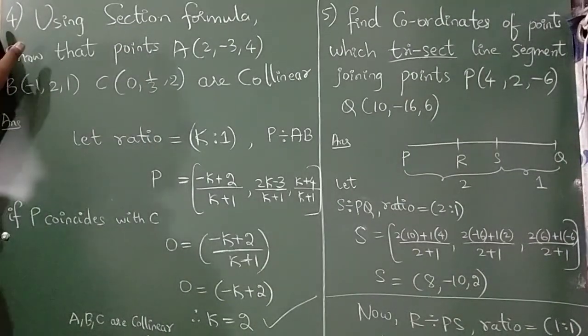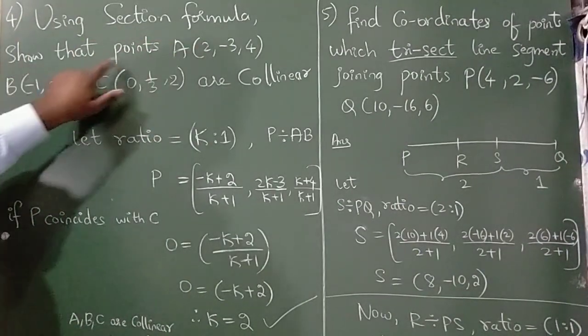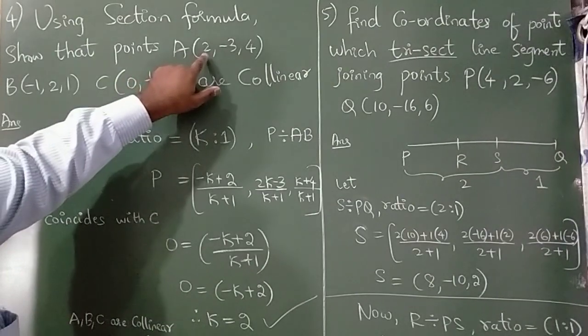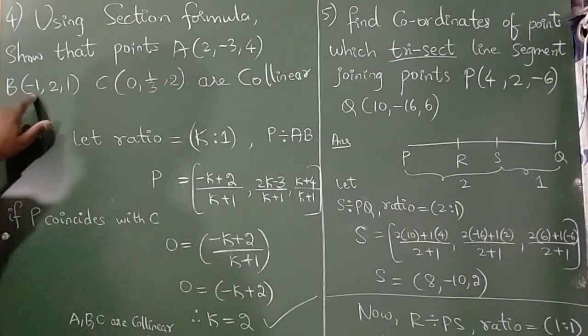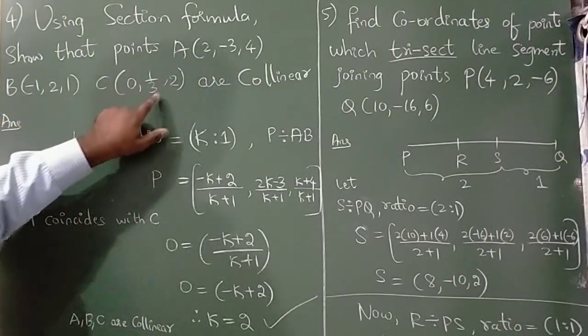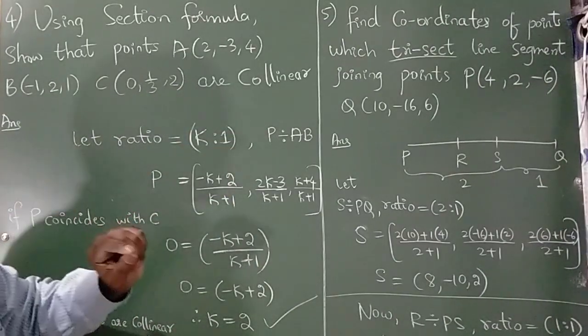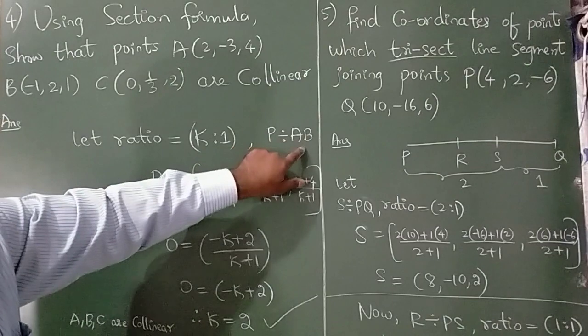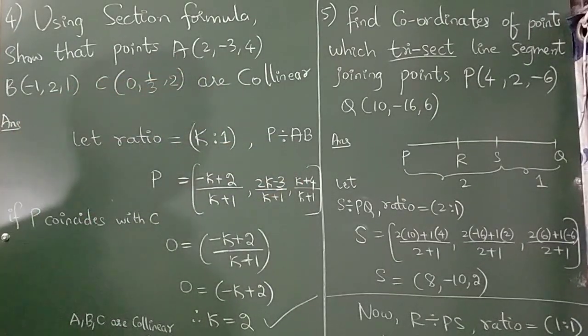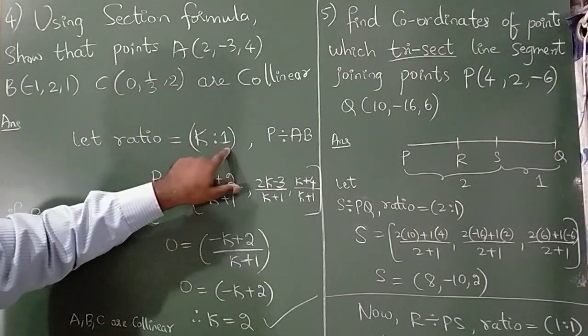Now fourth question is, using the section formula, show that the points A (2, -3, 4), B (-1, 2, 1), C (0, 1/3, 2) are collinear. Now first I am going to consider that P divides AB in the ratio K is to 1.